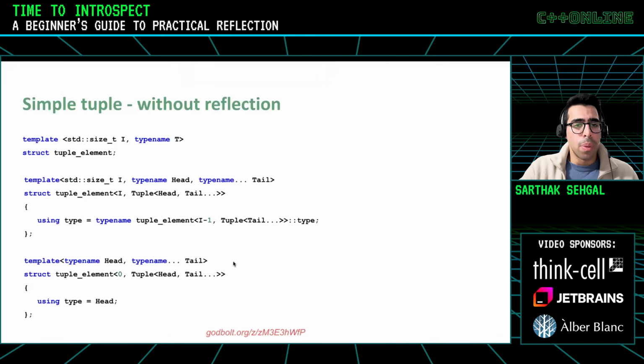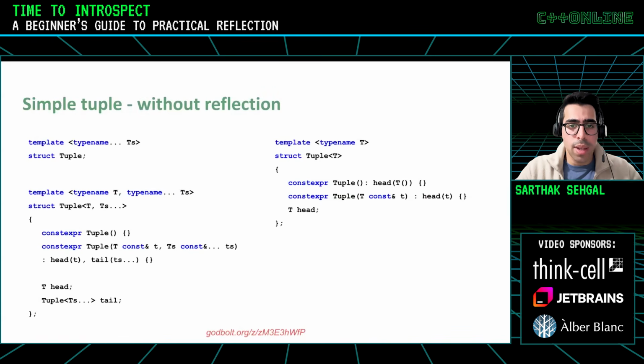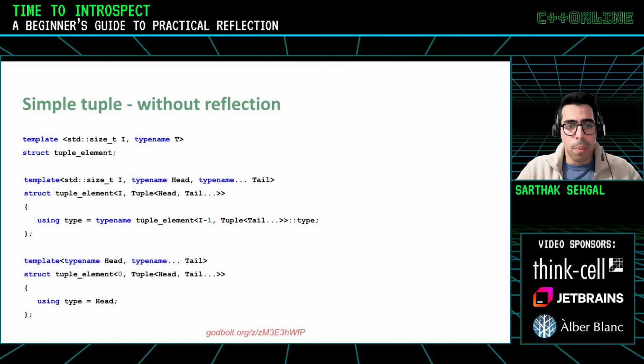And next, I want to create a tuple element utility, which basically takes in the index of a tuple element we want to access and returns the type of that element. So all it does is, give me an index, and I'll return you the type corresponding to that index in the tuple. So it takes me 2 slides and a lot of template metaprogramming to implement this without reflection.